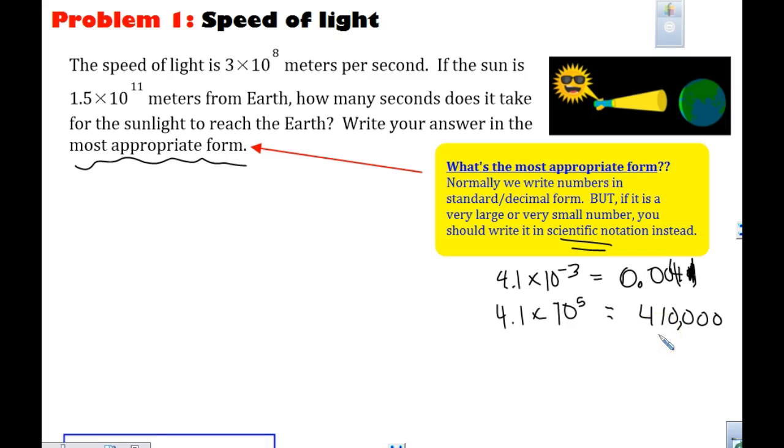It's when they get into the millions and billions and trillions, and people just have a hard time. They're like, oh, how many should it be? So then keep it in scientific notation.